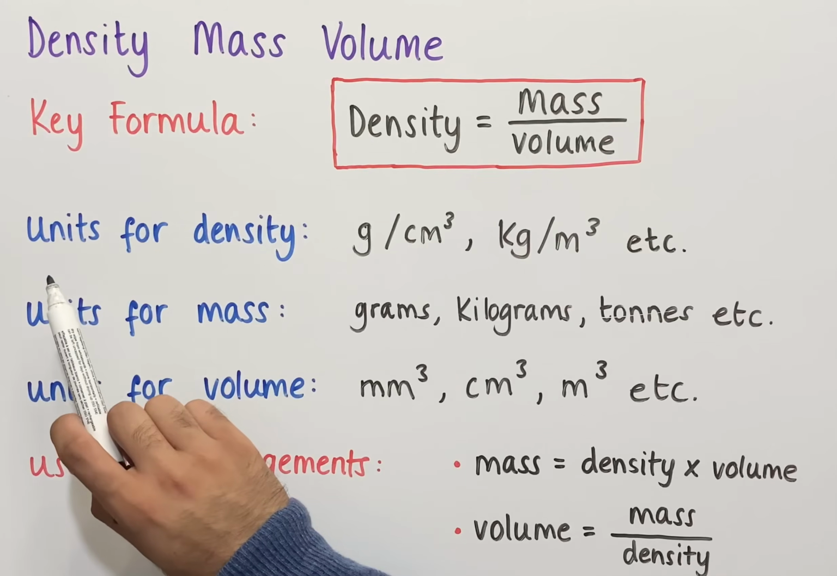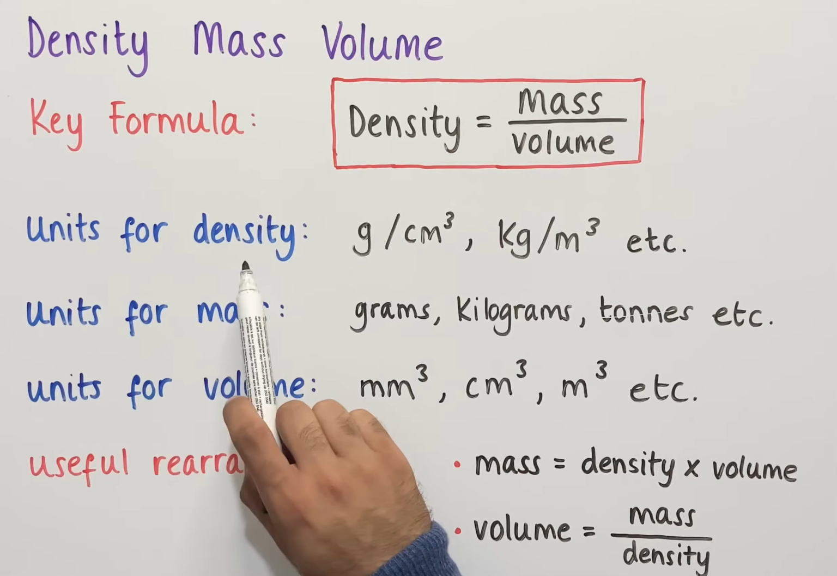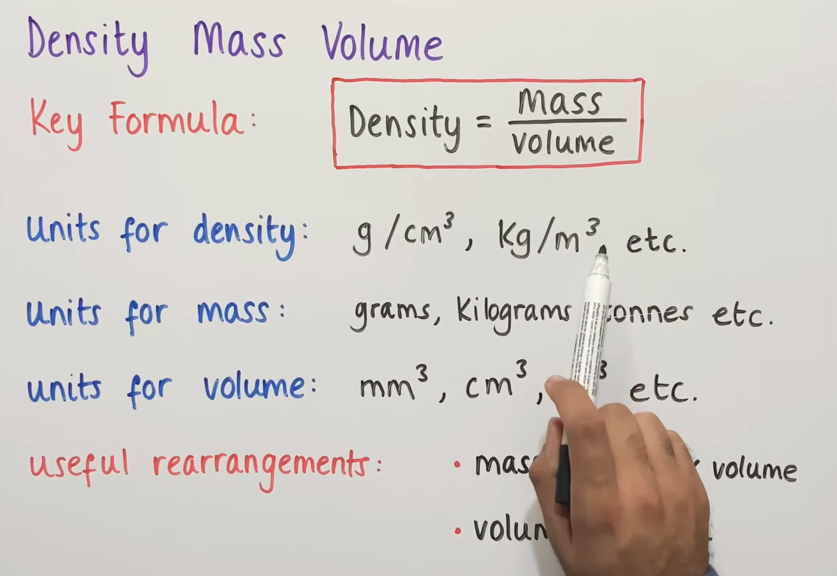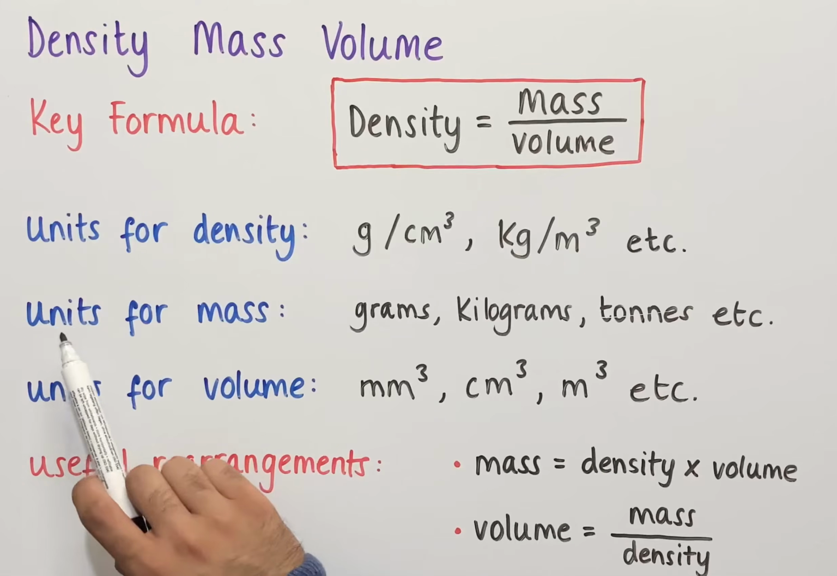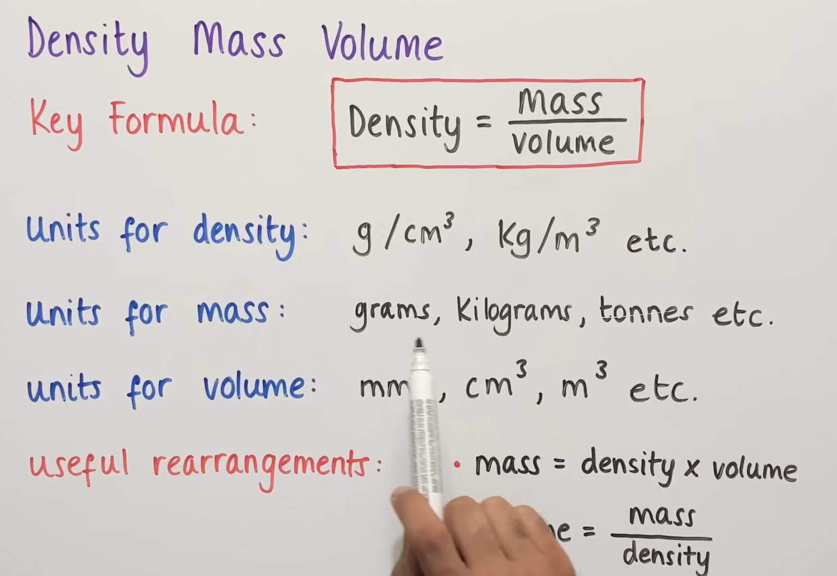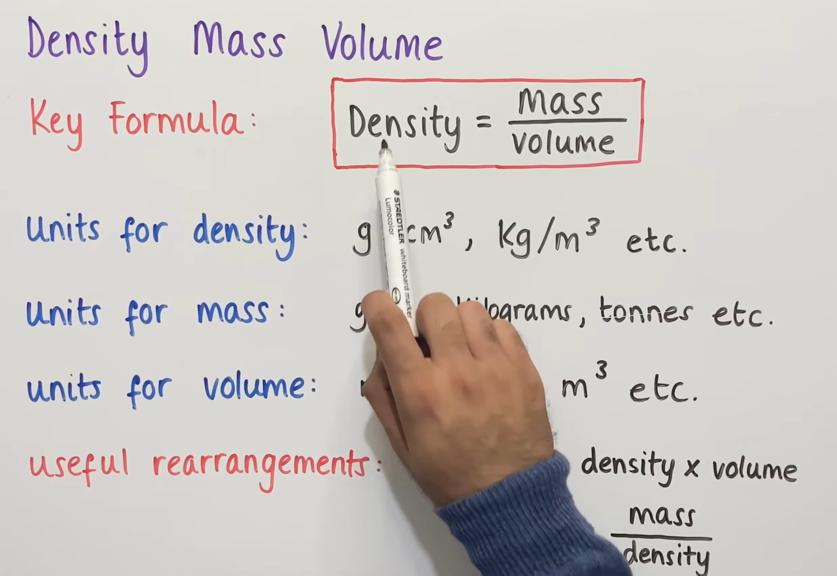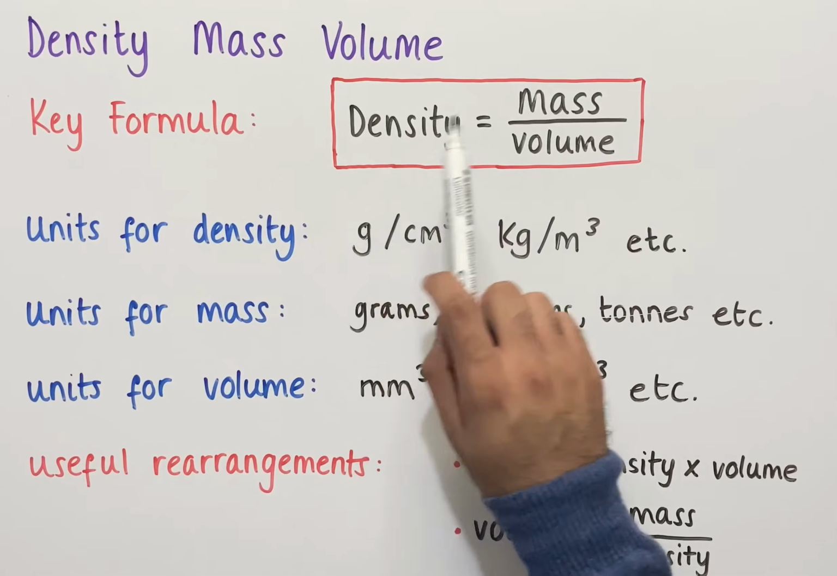Some common units we might come across for density are grams per centimeters cubed, kilograms per meters cubed, and so on. Similarly, units for mass we might see are grams, kilograms, and tons, and units for volume we might see are millimeters cubed, centimeters cubed, meters cubed, and so on. Let's look at some examples now of where we use this formula to work out either density, mass, or volume.